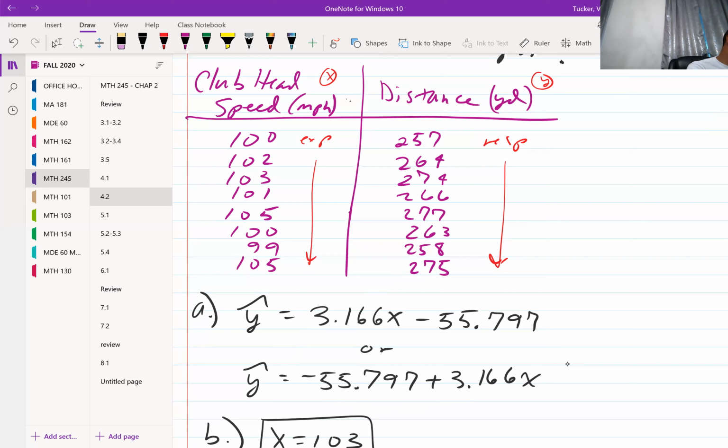All right, so B is predict the distance the ball will travel when hit with a club head speed of 103 miles per hour. So that means you're going to take X and let that be 103, and you plug it into your regression line. Plug that 103 into the equation: 3.166 times 103 minus 55.797 will give you 270.3 yards.